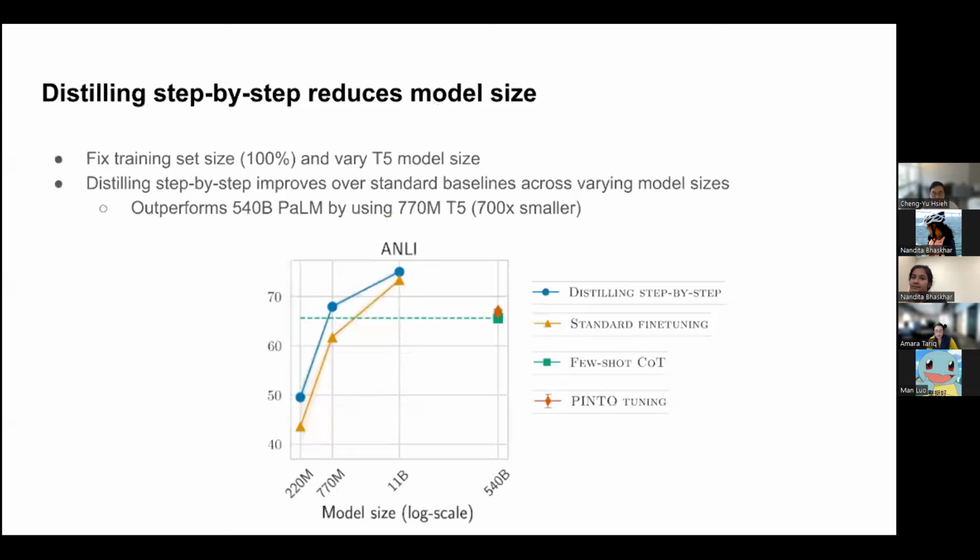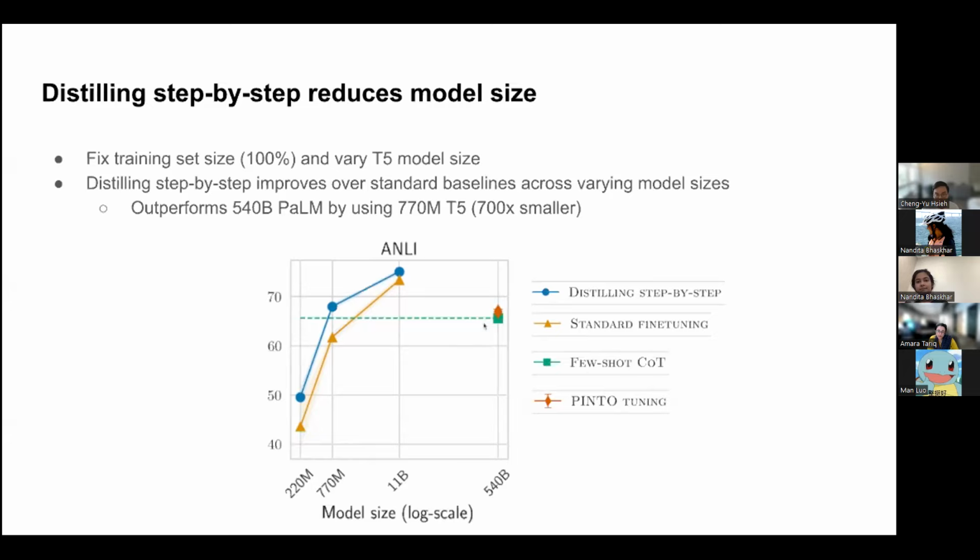So in the second set of experiments, we mainly wanted to compare the small task-specific models trained with distilling step-by-step to large language model baselines. Here we fix the training set size to 100%. That is, for every dataset, we utilize all the available data points to train distilling step-by-step, but we vary the x-axis across different sizes of T5 model, and compare that to the few-shot prompted chain-of-thought baseline and the fine-tuning large language model baseline, represented respectively as the green horizontal line and the orange dot here.